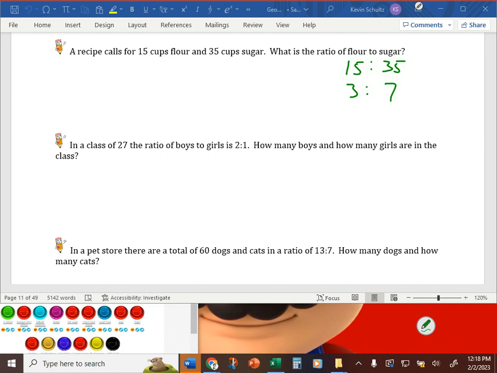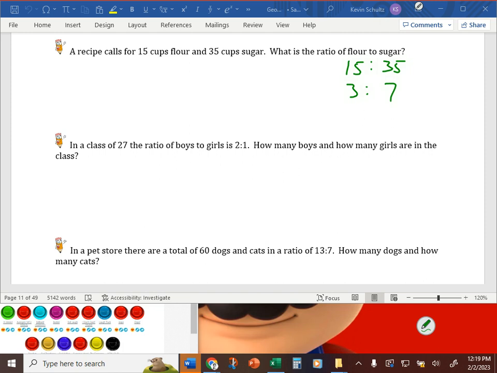In a class of 27, the ratio of boys to girls is 2 to 1. How many boys and how many girls are in the class? Okay, so a little bit different question here, right? You're given the ratio, obviously in simplest form, and you're also given the whole, 27 kids in the class. How would you work with this information to figure out how many boys and girls are actually in the class?